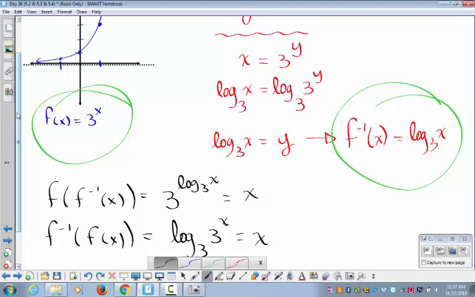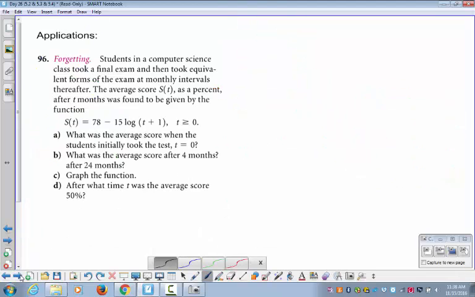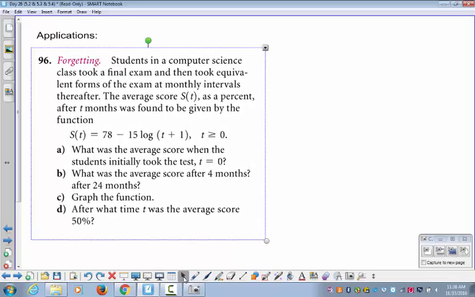So let's do a question on the principle of inverses. They undo each other. Let's do one of these. Forgetting. This might be important.